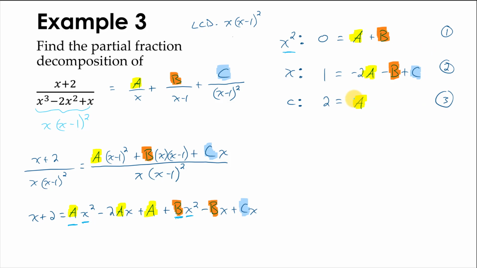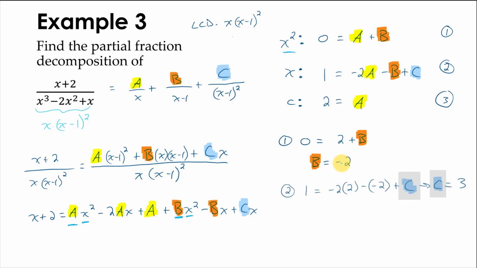So then I'm going to take a look at my first equation here, and I'll just input a 2 where I have an a. When I do that and solve for b, I get b is equal to negative 2. And then I can take a look at equation number 2 here and input, again, a is 2 and b is negative 2, and then solve for c, and I get that c is equal to 3.